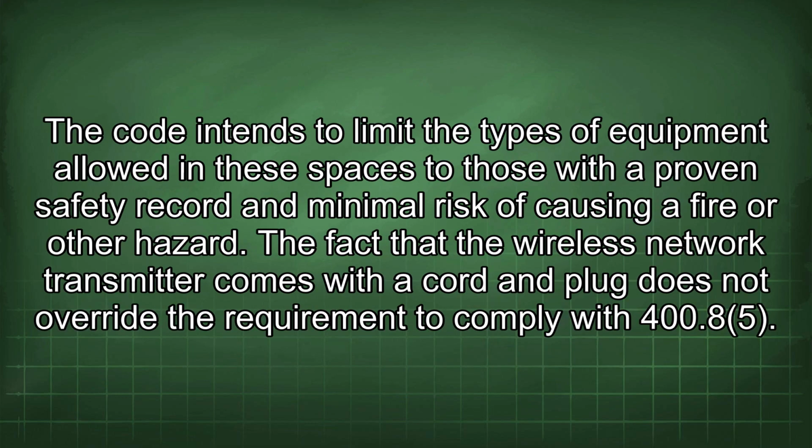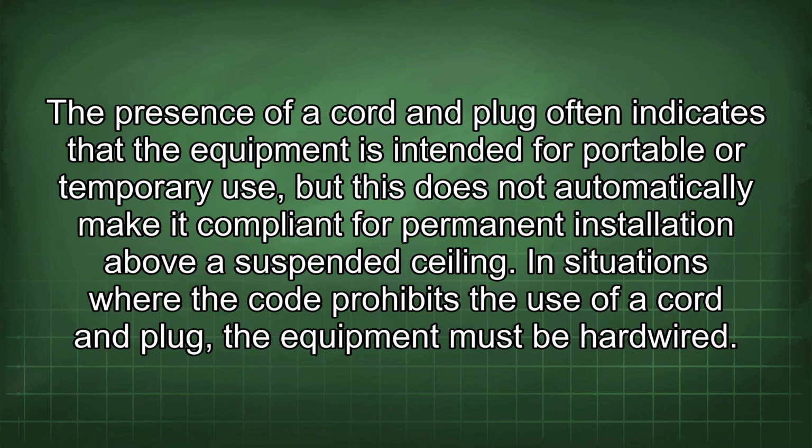The code intends to limit the types of equipment allowed in these spaces to those with a proven safety record and minimal risk of causing a fire or other hazard. The fact that the wireless network transmitter comes with a cord and plug does not override the requirement to comply with 400.85. The presence of a cord and plug often indicates that the equipment is intended for portable or temporary use, but this does not automatically make it compliant for permanent installation above a suspended ceiling.